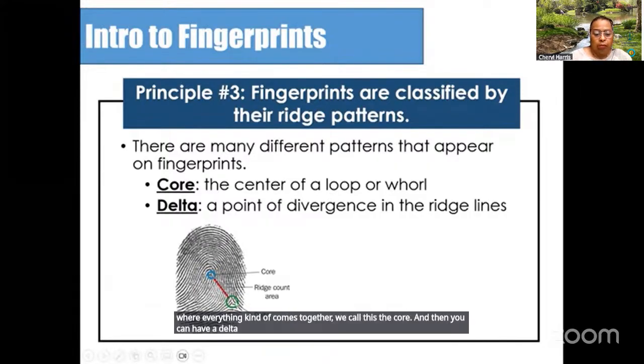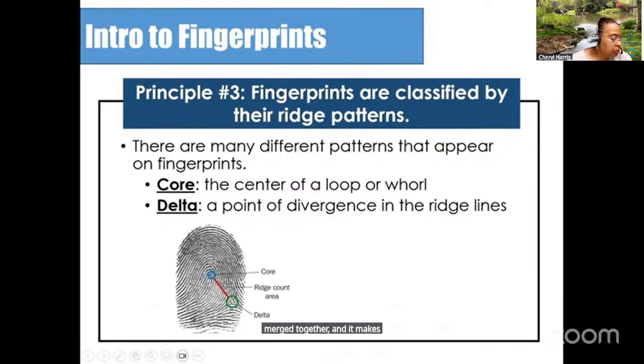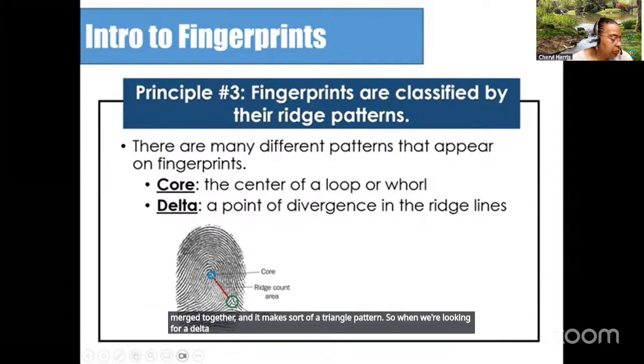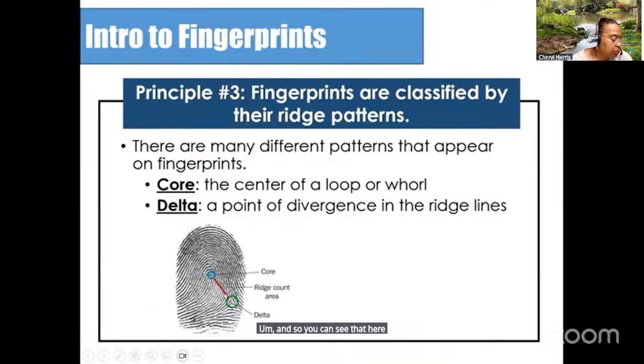The delta is just a point of divergence in the ridge lines. It's where the ridge lines come together, and it makes sort of a triangle pattern. So when we're looking for a delta, we're looking for a triangular shape pattern in the ridges. And so you can see that here, the delta and the core.